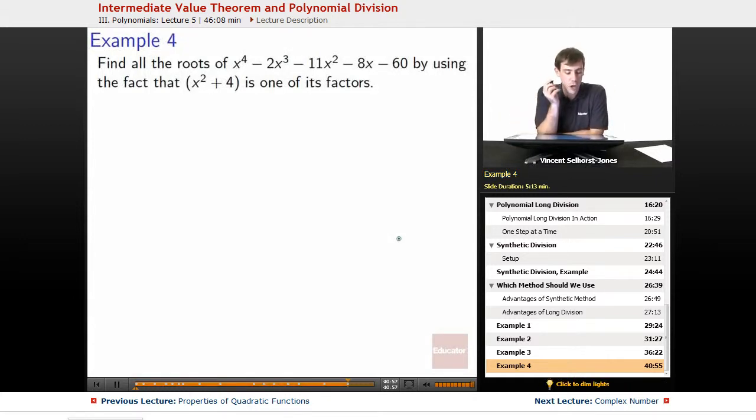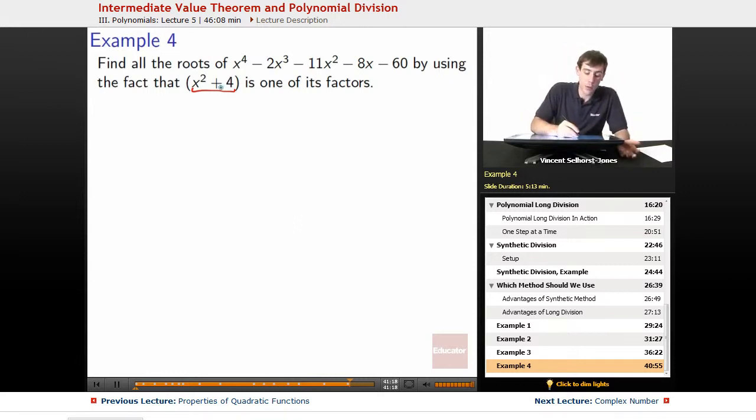Final example, find all roots of x to the fourth minus 2x cubed minus 11x squared minus 8x minus 60 by using the fact that x squared plus 4 is one of its factors. So first thing that's going to make this easier for us, if we want to keep breaking this down into factors, if we want to find the answers, we've got to factor it so we can get to the roots.